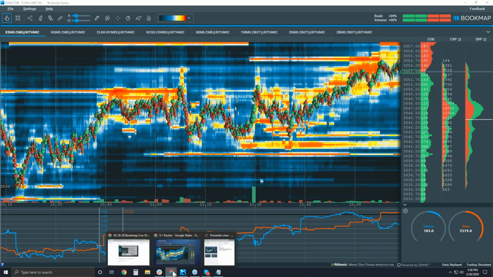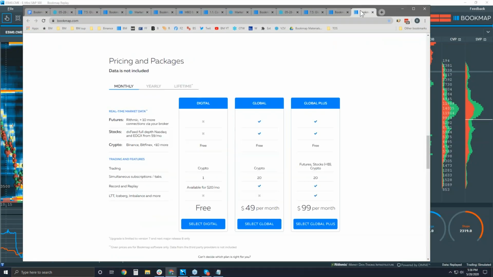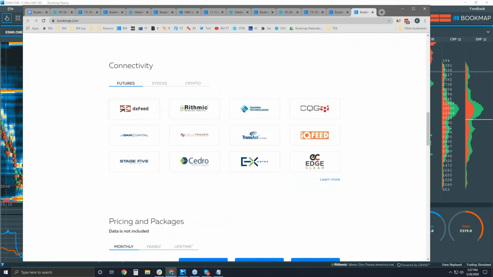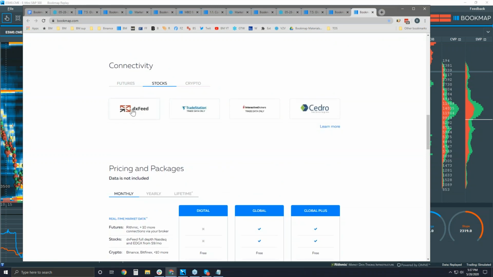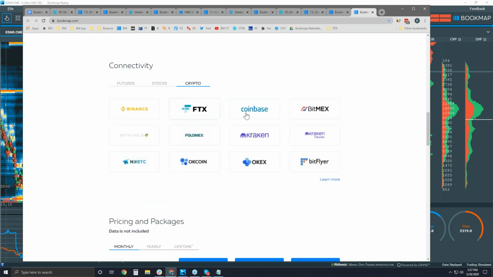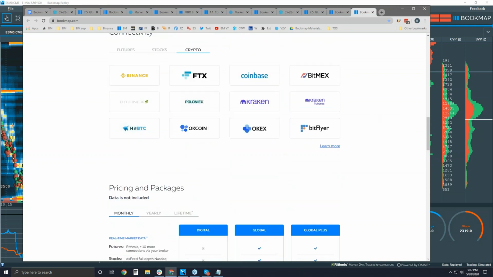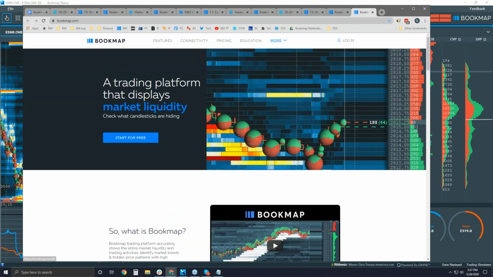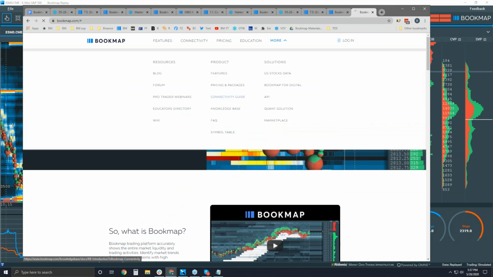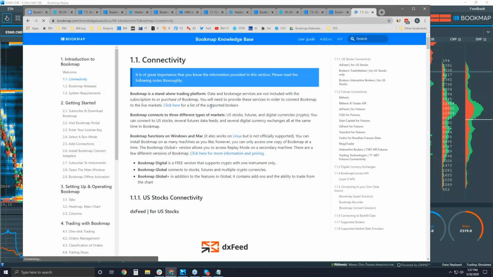Let me show you on the website here. If we just scroll back up, here's all the different data providers we connect to for futures. For stocks, it's only DX feed, but you can have your data sent to your TradeStation and Interactive Brokers account, but you're not receiving data from them. And then all the cryptocurrency exchanges here. If you have questions about this, you can either click on the link here, learn more, that'll open up a guide, or from the more button up here, and then connectivity guide here. It goes through all the different details.